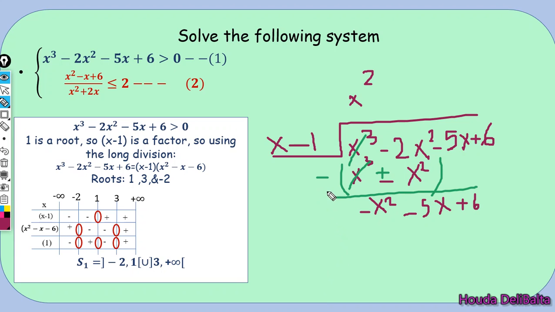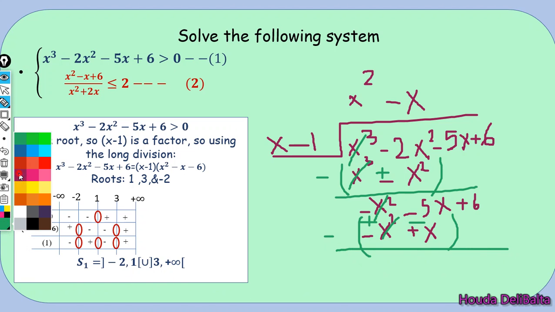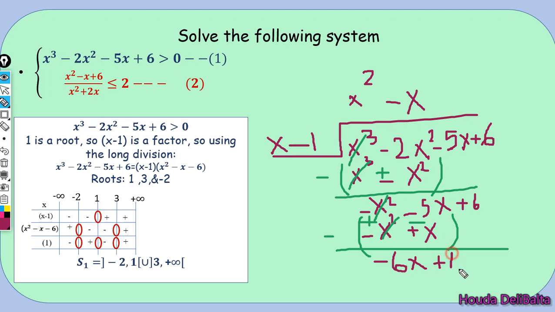Okay, now what's multiplied by x to give minus x squared? It's definitely minus x. So minus x times x is minus x squared again, and minus x times minus 1 is plus x. Again, we have to put a minus sign outside and change the signs. Definitely these are going to be cancelled, which is our aim, and this becomes minus, and thus we are going to get minus 5x minus x is minus 6x, and this plus 6 will be right down here.